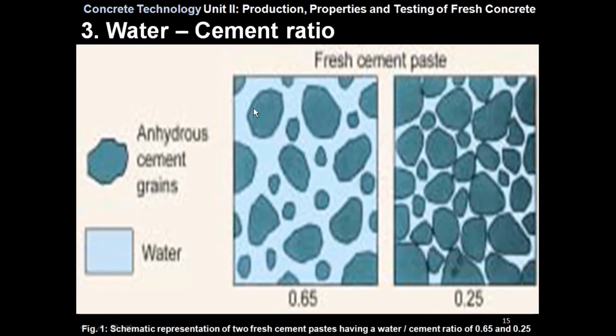So between each particle of the cement grain, the water is surrounding them for 0.65 water cement ratio. And if we see the water cement ratio of 0.25, the particles of the anhydrous cement grains are touching each other. Very few places are there where the water is there, because the water cement ratio is 0.25.